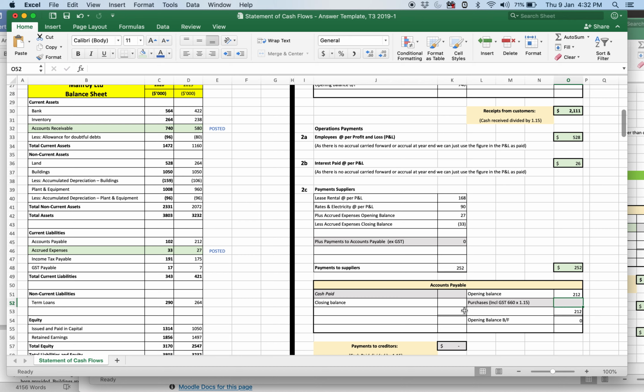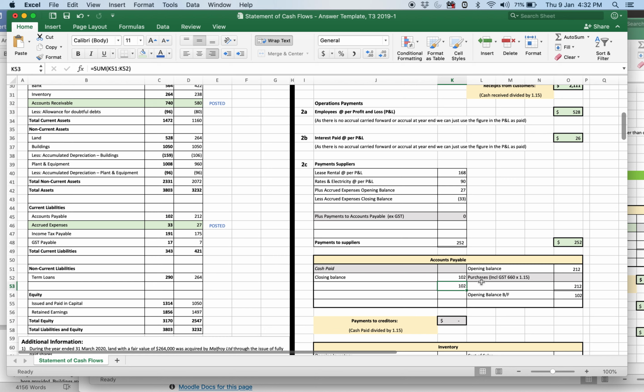What was the closing balance? The closing balance is 102, so it's dropped down. It's reduced. So we've got those two balances in. The next thing is how much did we purchase? Even though that narration sort of tells us what the figure is, it's come from somewhere else. That narration was added afterwards, after we'd sort of got the figure to help us.